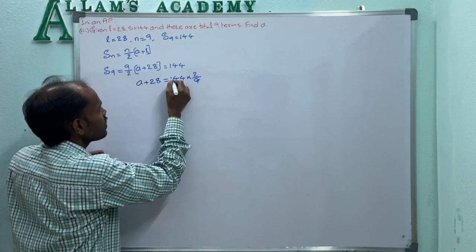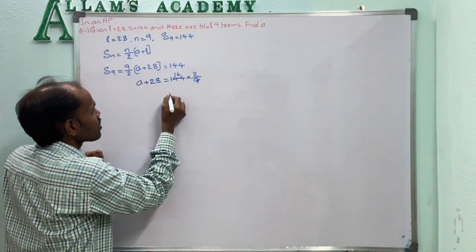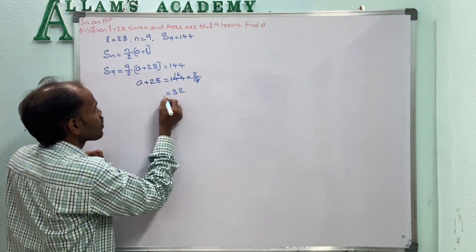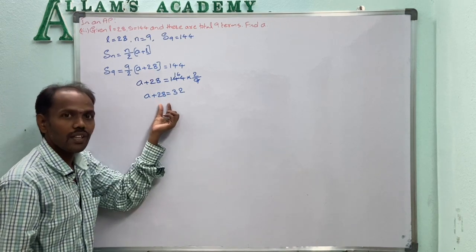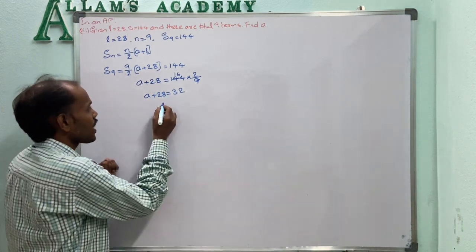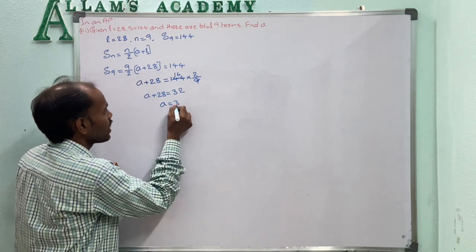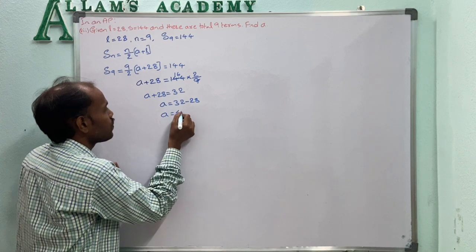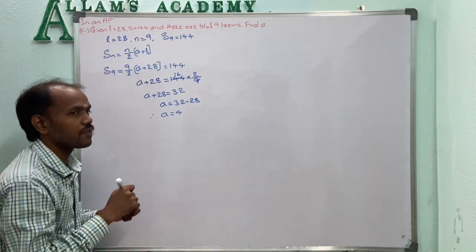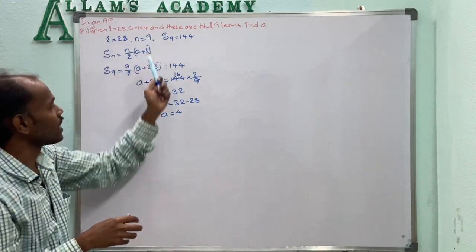So 9 ones are 9, 9 sixteens are 144, and 16 twos are 32. So a plus 28 is equal to 32. Now this plus 28 transfers to the RHS, that is minus 28. So 32 minus 28 is equal to 4. So the first term of the given AP is 4.